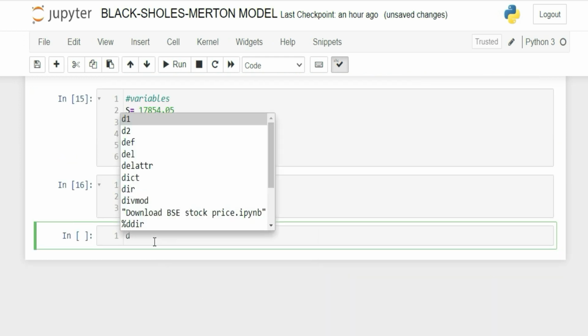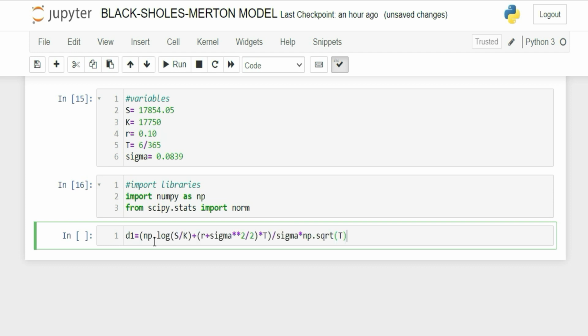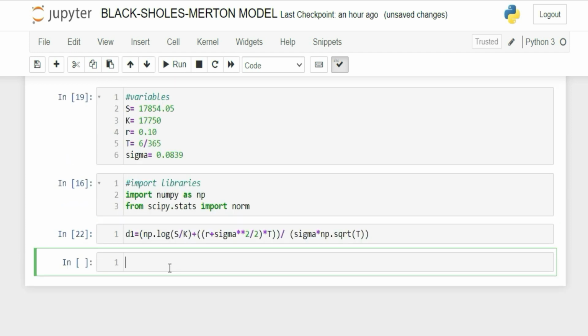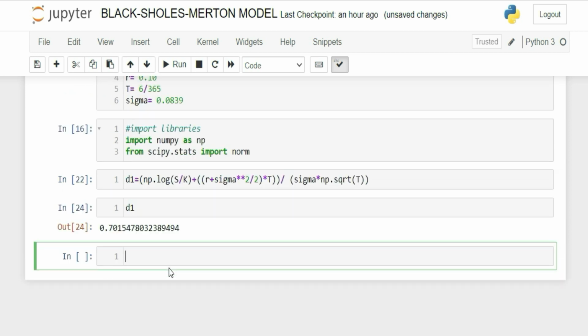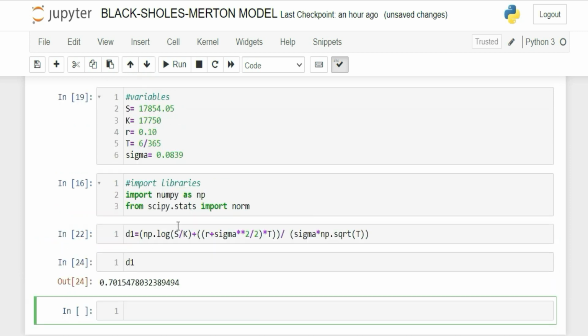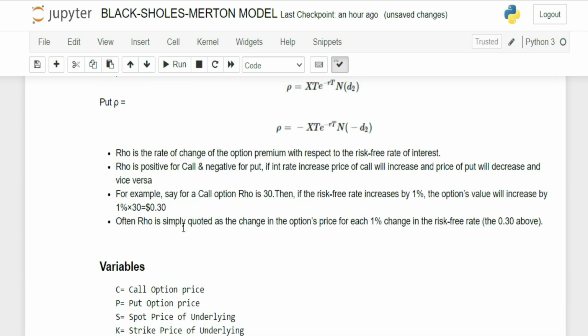So D1 is equal to this. Let's see the D1. So D1 is 0.7015. Okay, so I got the D1 now. So I will see the D2.